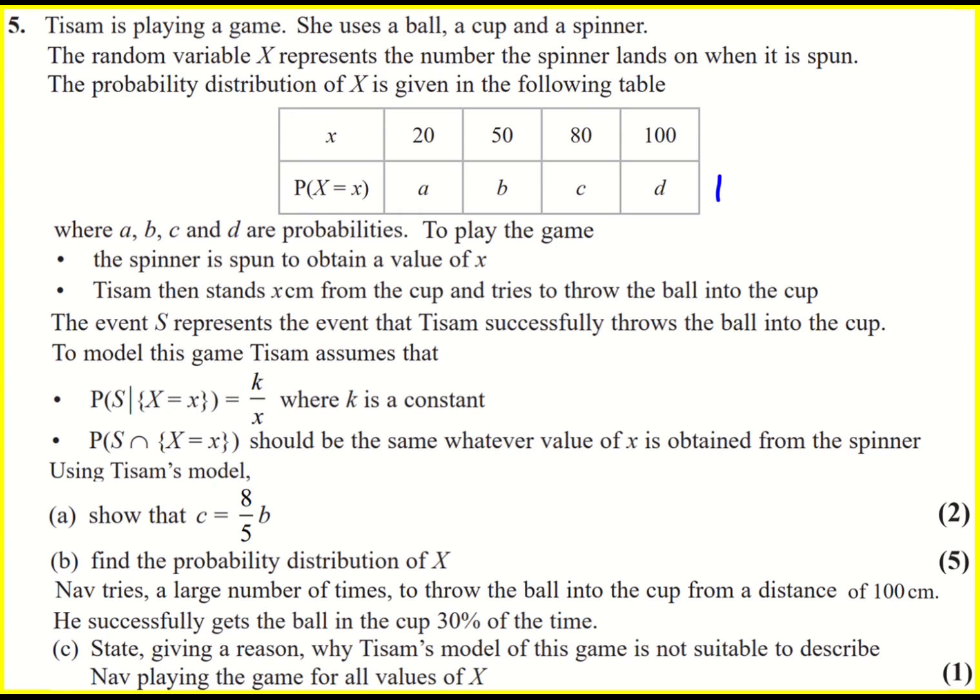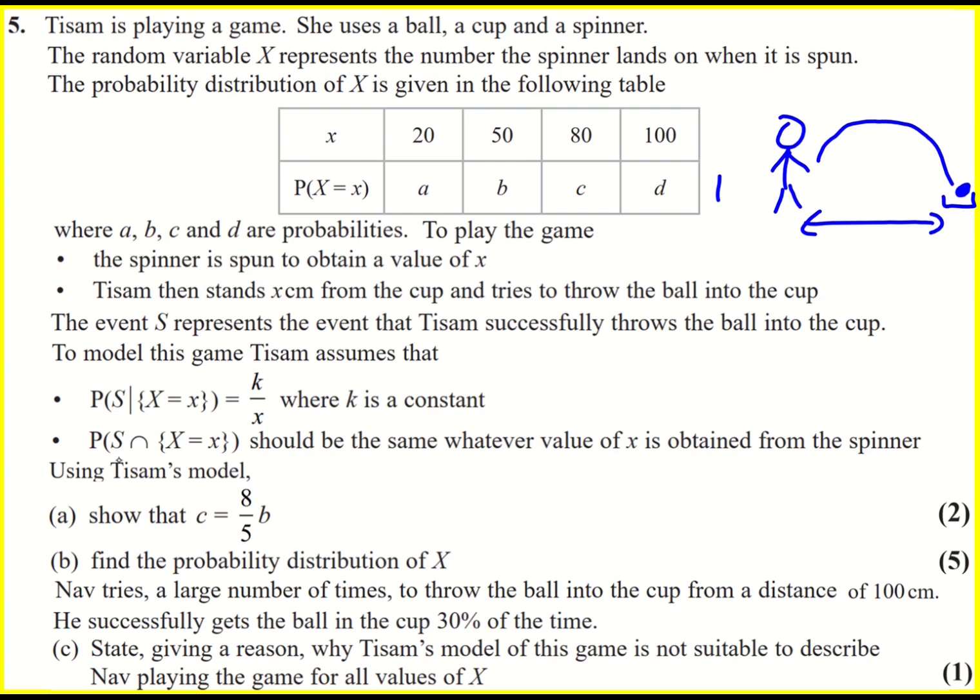So to play the game, the spinner is spun to obtain a value of x, and then Tizam stands x centimeters from the cup and tries to throw the ball in. The event S represents the event that Tizam successfully throws the ball into the cup. To model the game, Tizam assumes the probability of S given x equals little x is k over x. So the further she stands away, the lower the probability is.